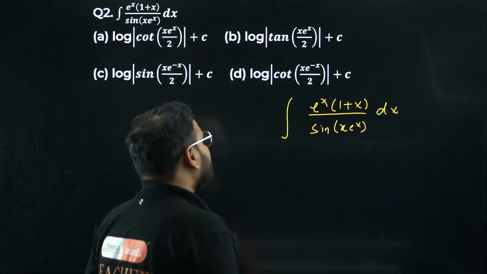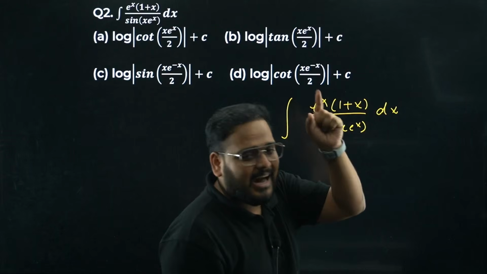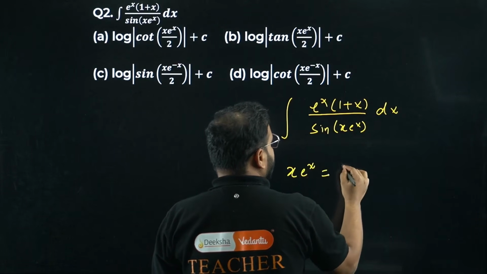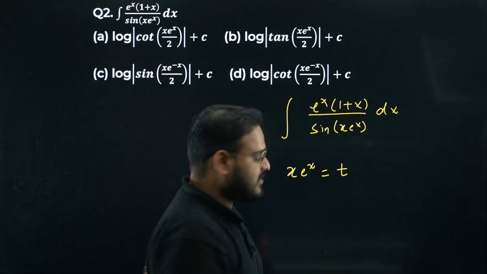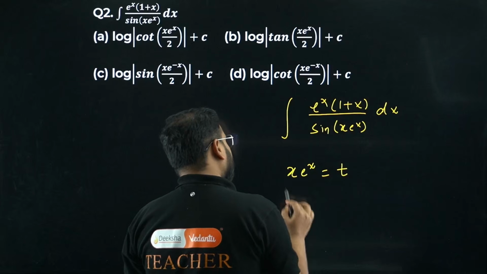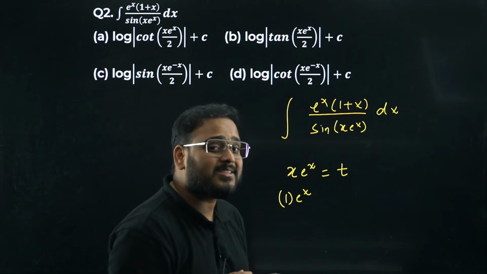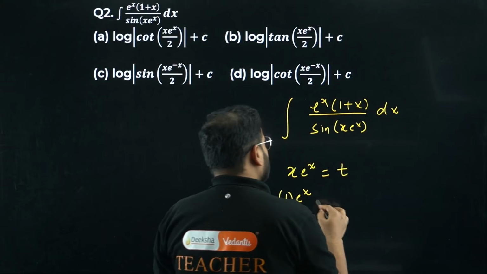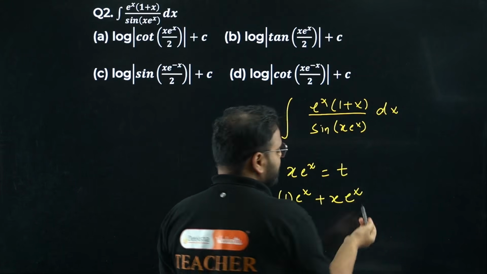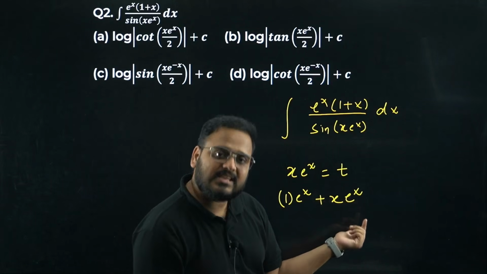Okay. So I can see here, if I take x e power x as my function, I'll have something. Let's take x e power x as my substitution, t. Let's try to find the derivative of this. x will become 1, so I'll have 1 times e power x, using the product rule, plus keep x as it is. The derivative of e power x is simply e power x only.